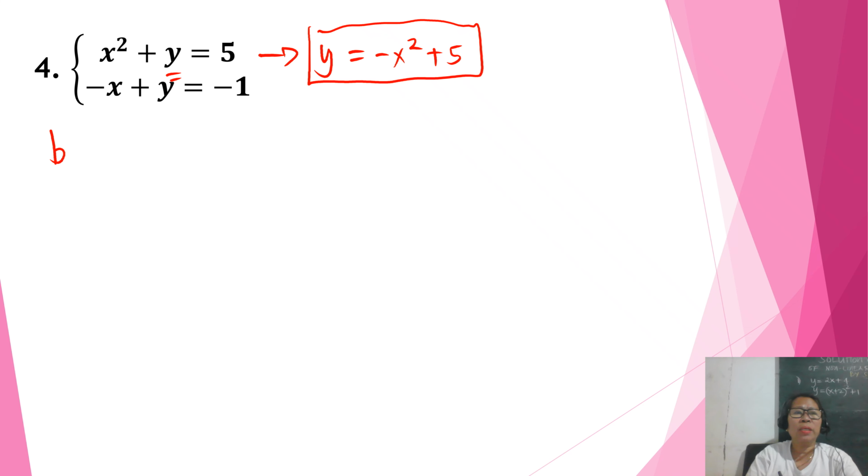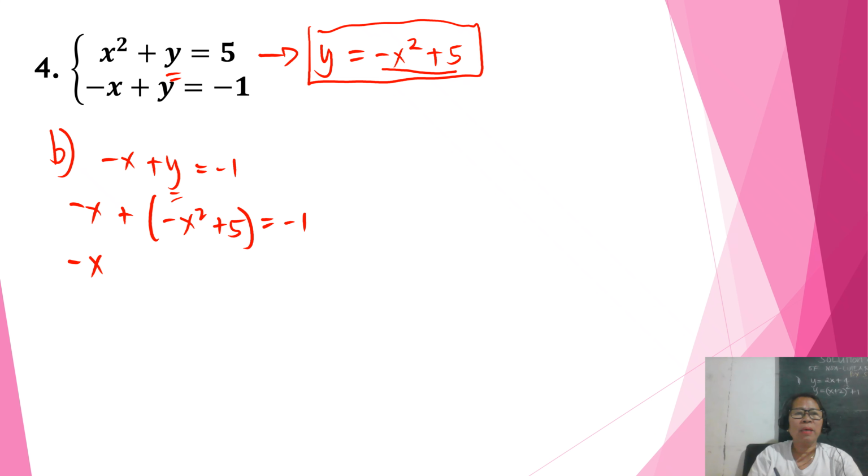So we will be now using equation B. So negative x plus y is equal to negative 1. So instead of writing y, we will be substituting the negative x squared plus 5 to the y in the second equation. So negative x plus negative x squared plus 5 is equal to negative 1. Positive times negative is negative x squared, and then positive times positive 5 will be still positive 5, is equal to negative 1.